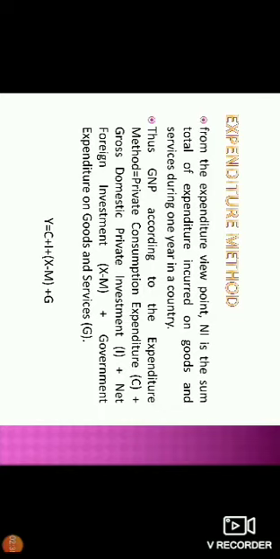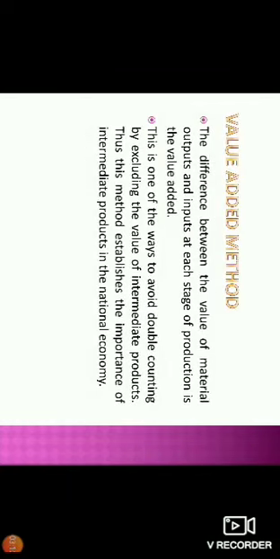Thus, the national income according to the expenditure method is private consumption expenditure plus gross domestic private investment plus net foreign investment plus government expenditure on goods and services. It is symbolically represented as Y equals C plus I plus X minus M plus G. These are about the expenditure method.